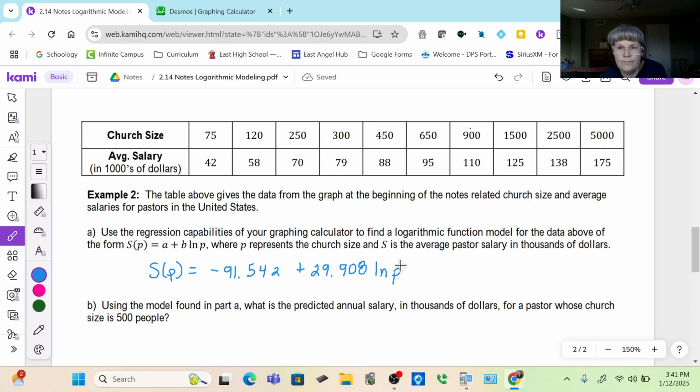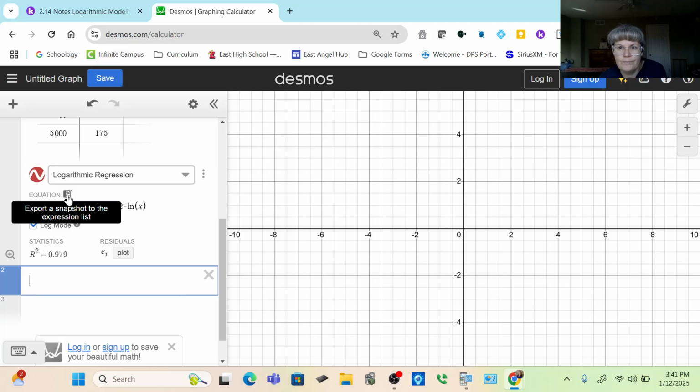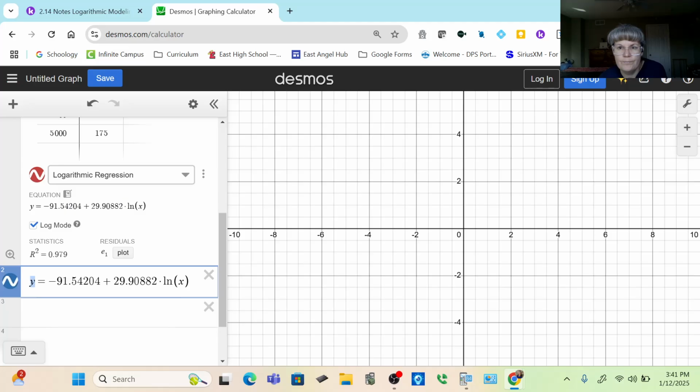Part B is saying use the model found in Part A. What is the predicted annual salary in thousands of dollars? On Desmos, that's really simple to do. On the TIs, we just have to save this equation and then find f of whatever or y of whatever. So we save the equation on a TI. Here, I'm going to click on this little box, I export it, I give it a list. I'm also going to change y to say f of x so that I can say, okay, what's my value when there were, double check my number here, 500 people.